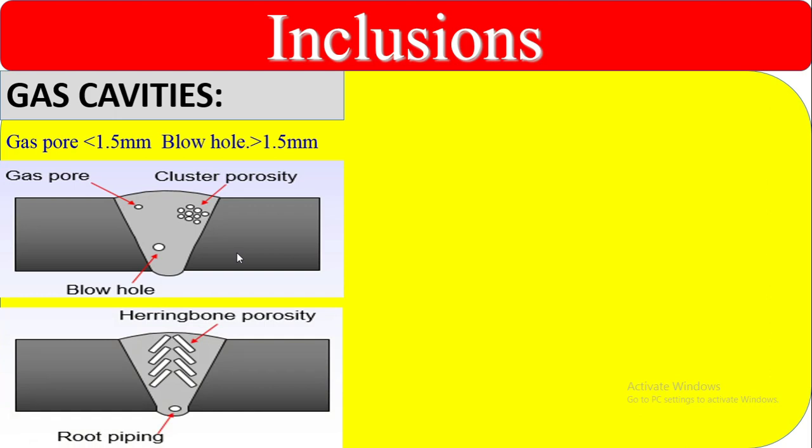You see the herringbone porosity, that is root piping. The root piping you see here, this is the solid inclusion. This one is not a solid inclusion. This is the inclusion under the gas cavities. So gas cavity is one of the inclusions. So you can find out all the defects in the radiographic image.